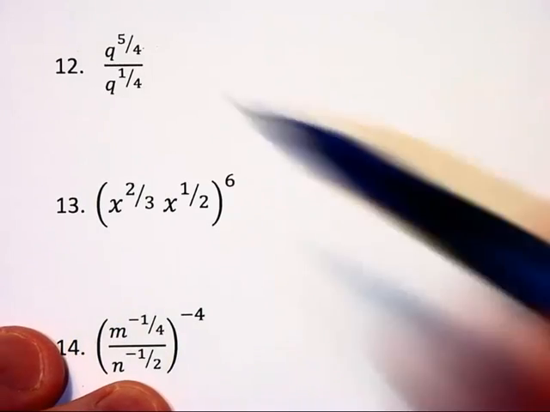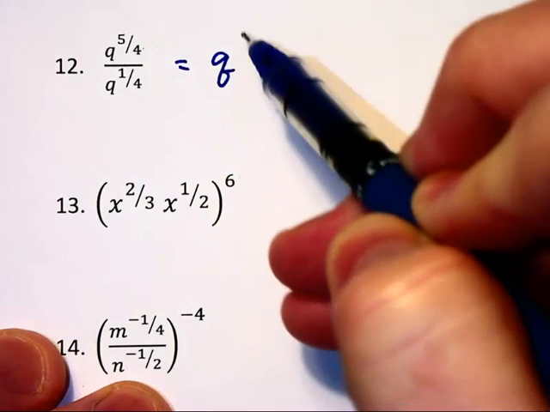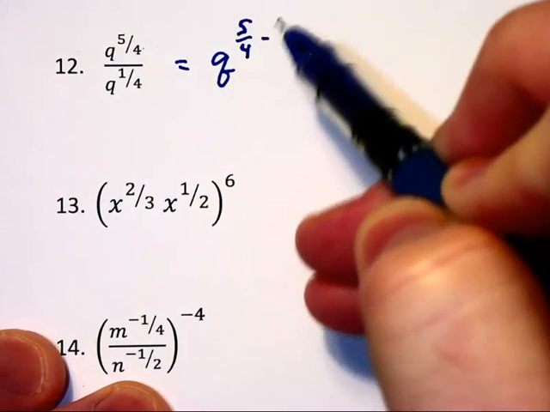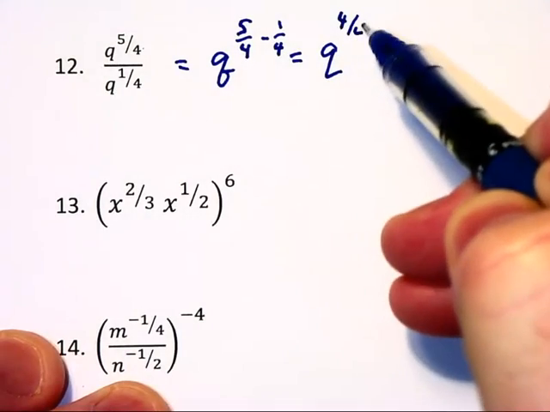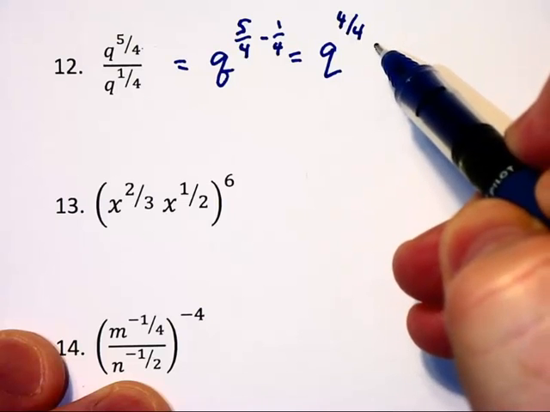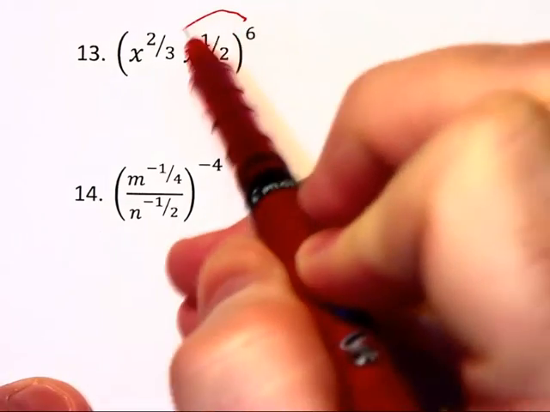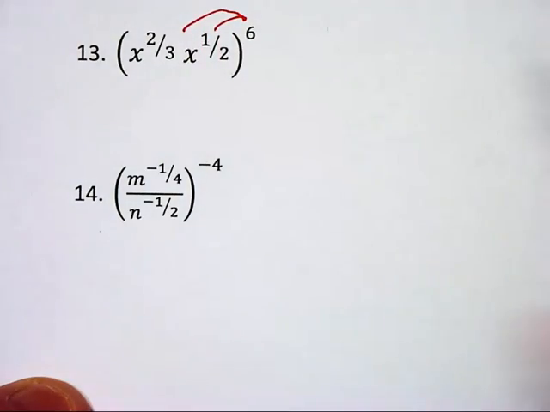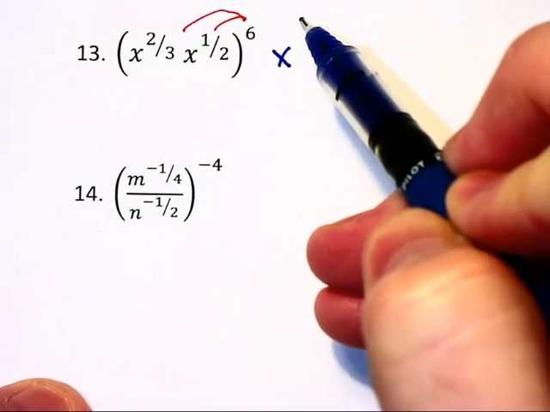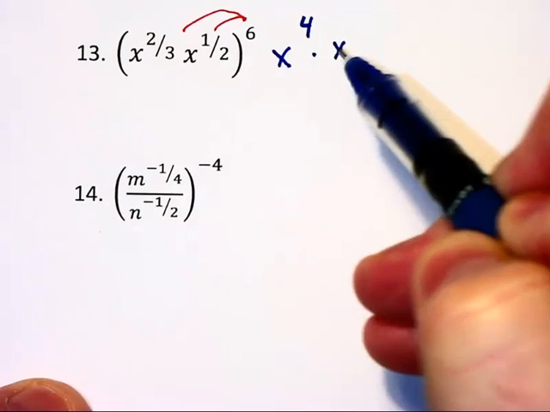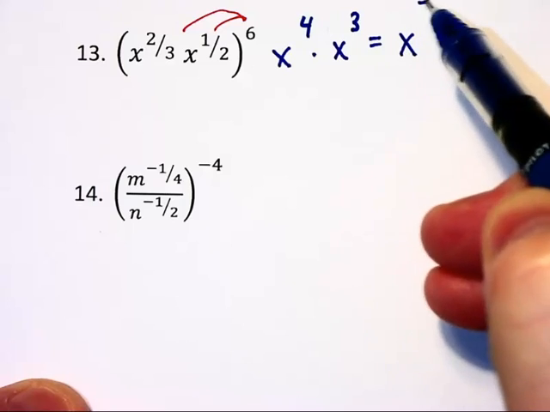When you are dividing with a common base, you can subtract exponents. So in this next problem, we have q to the 5/4 minus 1/4, which is q to the 4/4, which basically can be written as q to the first, or q. When you have this product all raised to a power, you can distribute that exponent inside and multiply exponents in each case. So we would have x to the 4th times x to the 3rd, and you know that that's going to become x to the 7th.